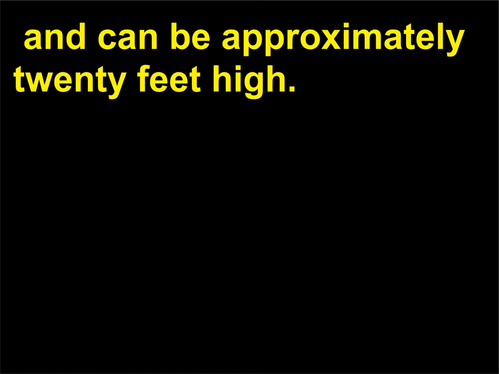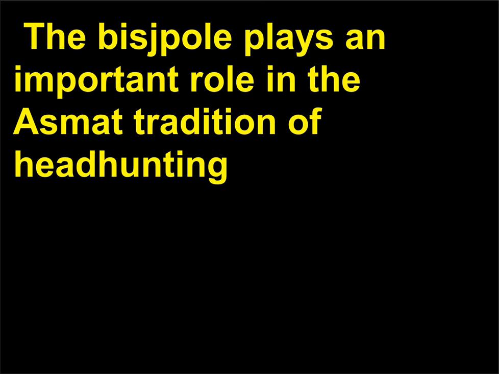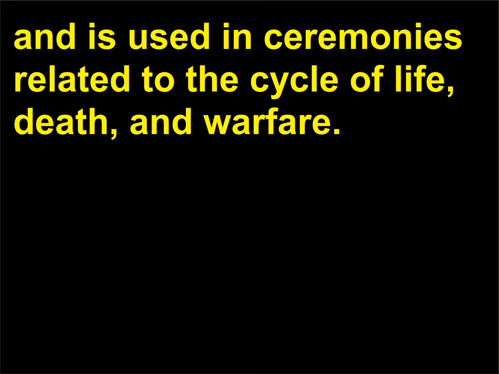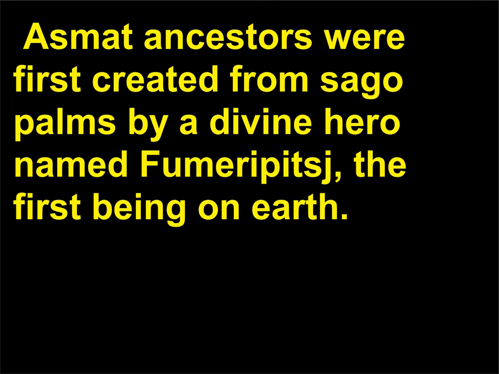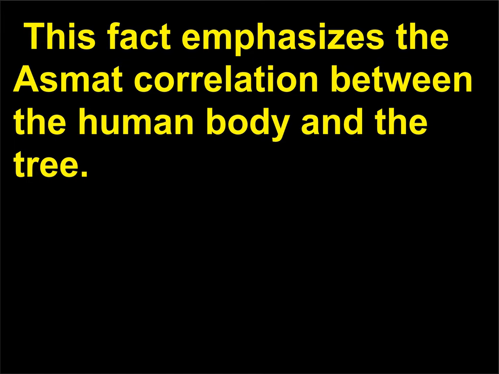The bisj pole plays an important role in the Asmat tradition of head hunting, and is used in ceremonies related to the cycle of life, death, and warfare. The Asmat make the bisj pole from sago palm because, according to legends, Asmat ancestors were first created from sago palms by a divine hero named Fumeripitsj, the first being on earth. This fact emphasizes the Asmat correlation between the human body and the tree.